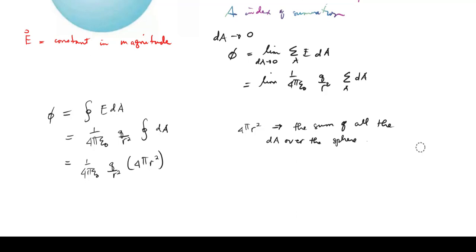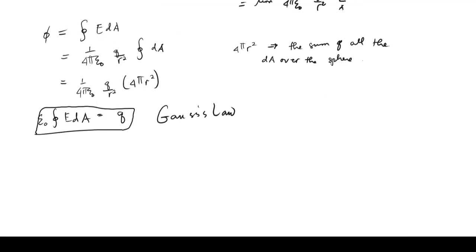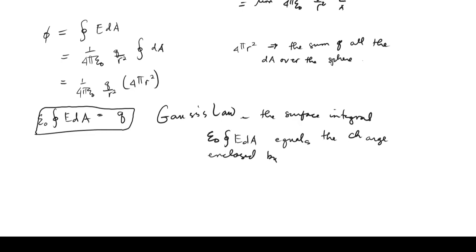So thus our equation becomes epsilon naught times the closed integral of E dA is just equal to the total charge enclosed. And this equation is known as Gauss's law, defined as the surface integral of E dA being equal to the charge enclosed by the surface. So in this equation, Q is the net charge.